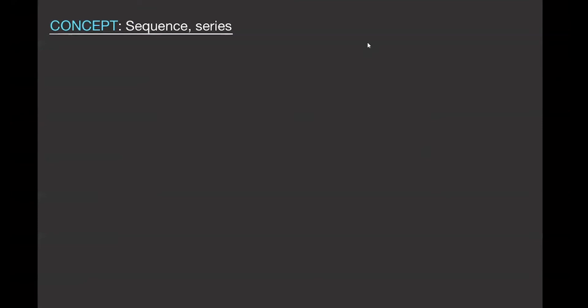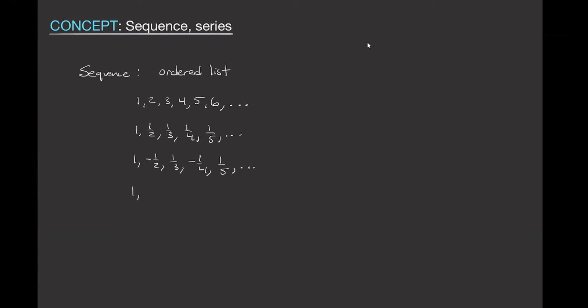A sequence is just an ordered list. It doesn't have to be infinite, though oftentimes we will take it to be infinite, but it's really just an ordered list, such as 1, 2, 3, 4, 5, 6, etc. Or 1, 1/2, 1/3, 1/4, and so on. And here are just a couple. But you could have a variety of things. There could be a pattern. There doesn't have to be.